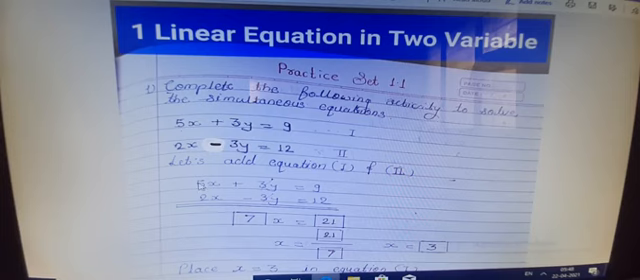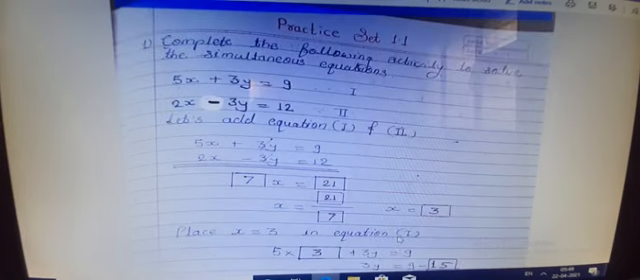See here, 5x and 2x both have the same positive sign. Therefore positive 5x and positive 2x add and become 7x. Positive 3y and negative 3y cancel and become 0. Now 9 plus 12 is equal to 21. This 7 is in multiplication with the variable x, so it goes to the right side as division. x is equal to 21 upon 7. Therefore the final answer is x is equal to 3.